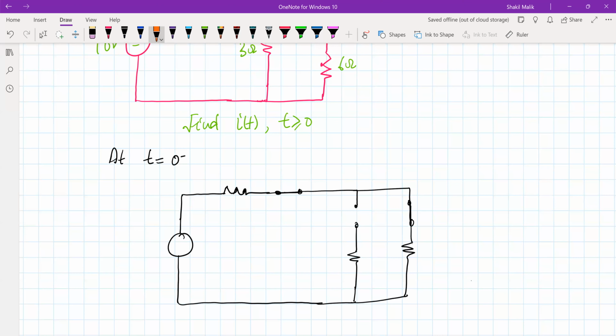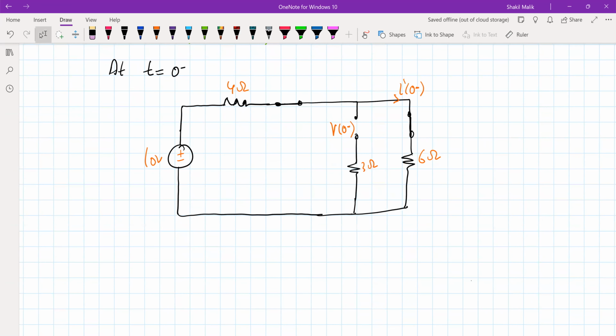So we'll write the value of the capacitor voltage at t equal to 0 minus, V of 0 minus, and the value of the inductor current at t equal to 0 minus, that is I of 0 minus. This is 3 ohm, this is 6 ohm, this is 4 ohm, and this is 10 volts. Now you can see, since this path is open, there will be no current going into this. So there is no drop in this 3 ohm resistor. When there is no drop in the 3 ohm resistor, that means V of 0 minus is directly across this 6 ohm resistor.